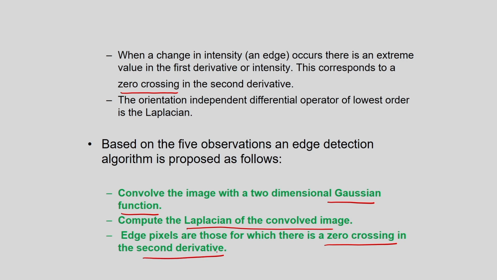That will give the location of the edge pixels. So in the model based techniques, first I have to go for Gaussian blurring. The image is convolved with a Gaussian function for blurring, and after this I can consider the Laplacian operator, and for this I have to find the zero crossings. That is the model based techniques.